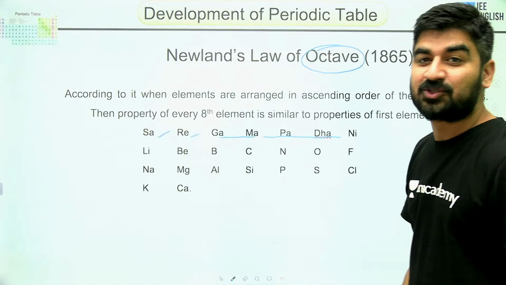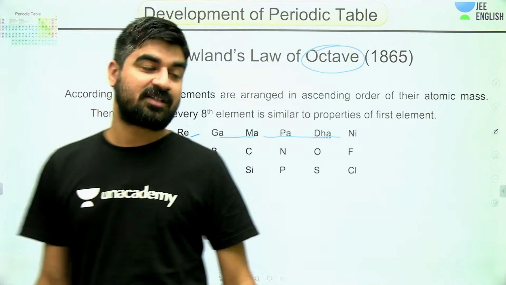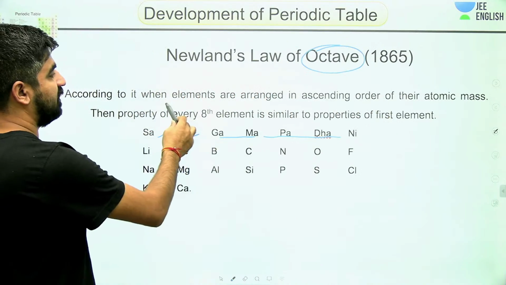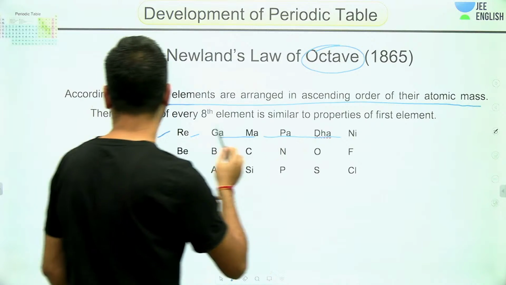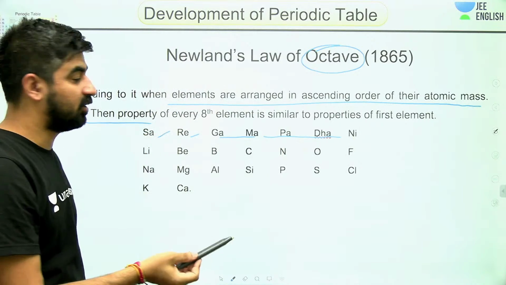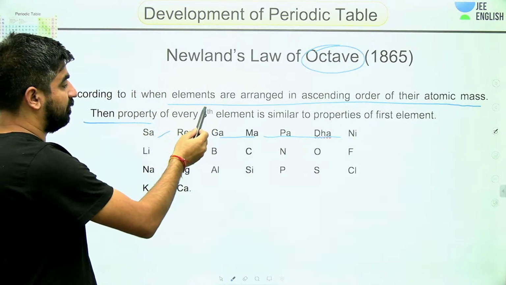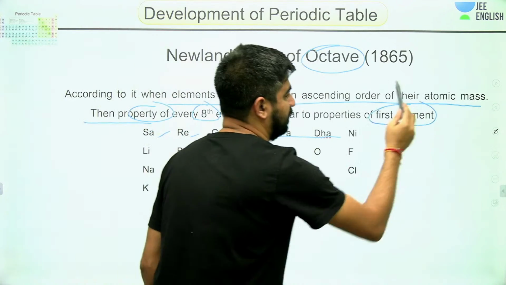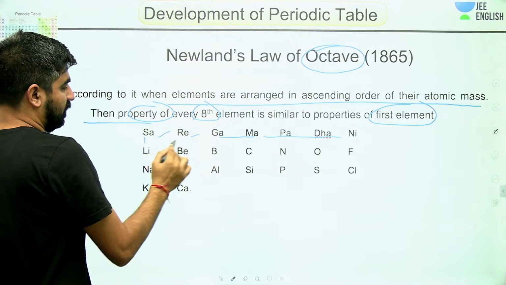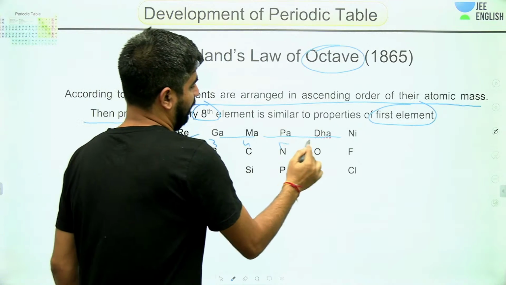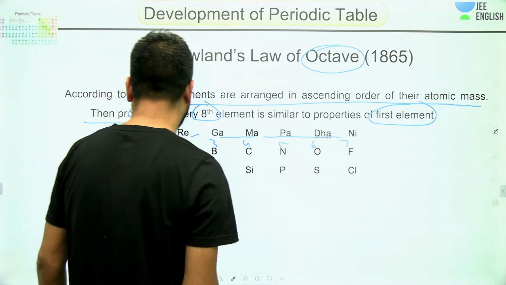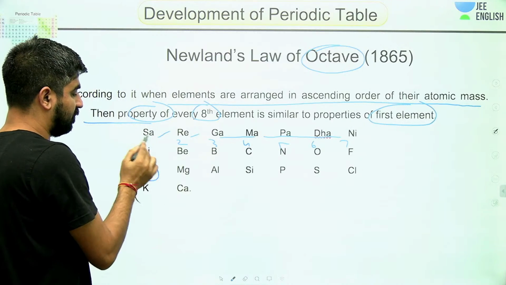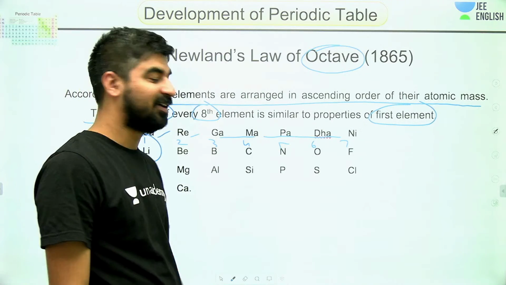Are you getting it? What he said is that when elements are arranged in ascending order of their atomic mass, the properties of every eighth element are similar to the first one. So if I'm writing lithium, 1, 2, 3, 4, 5, 6, 7, and then the eighth element has the same property as lithium, right?